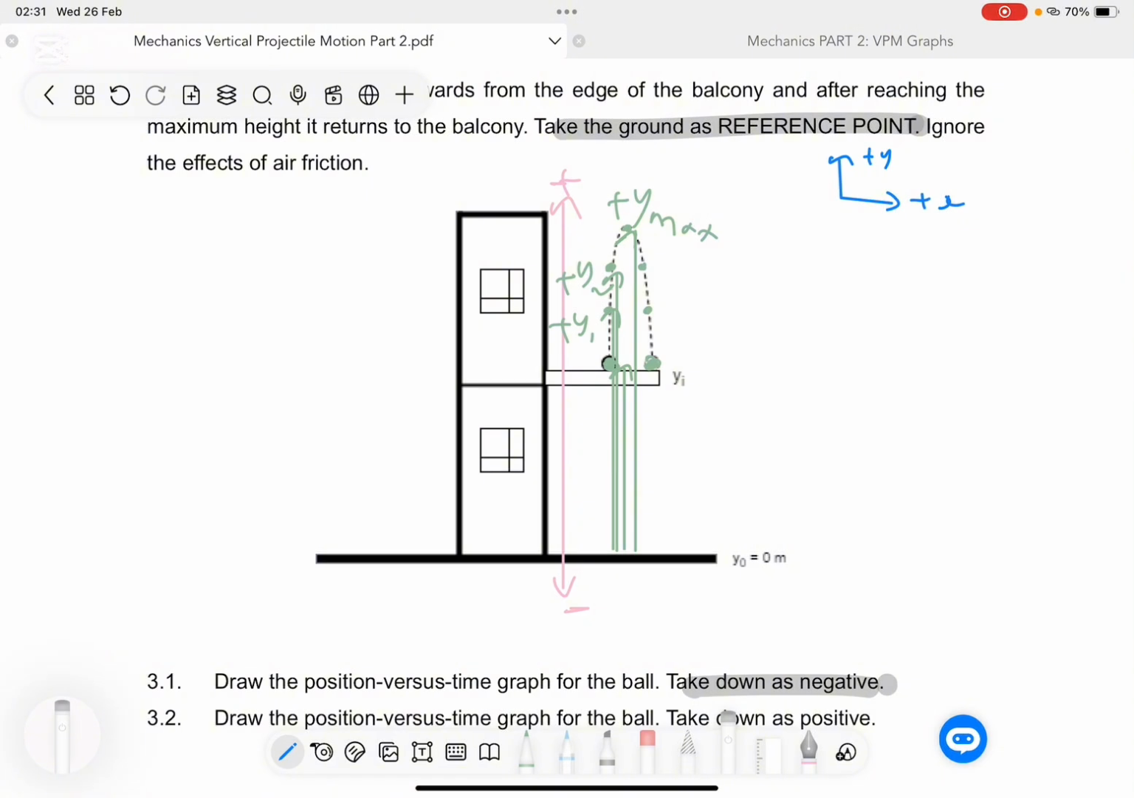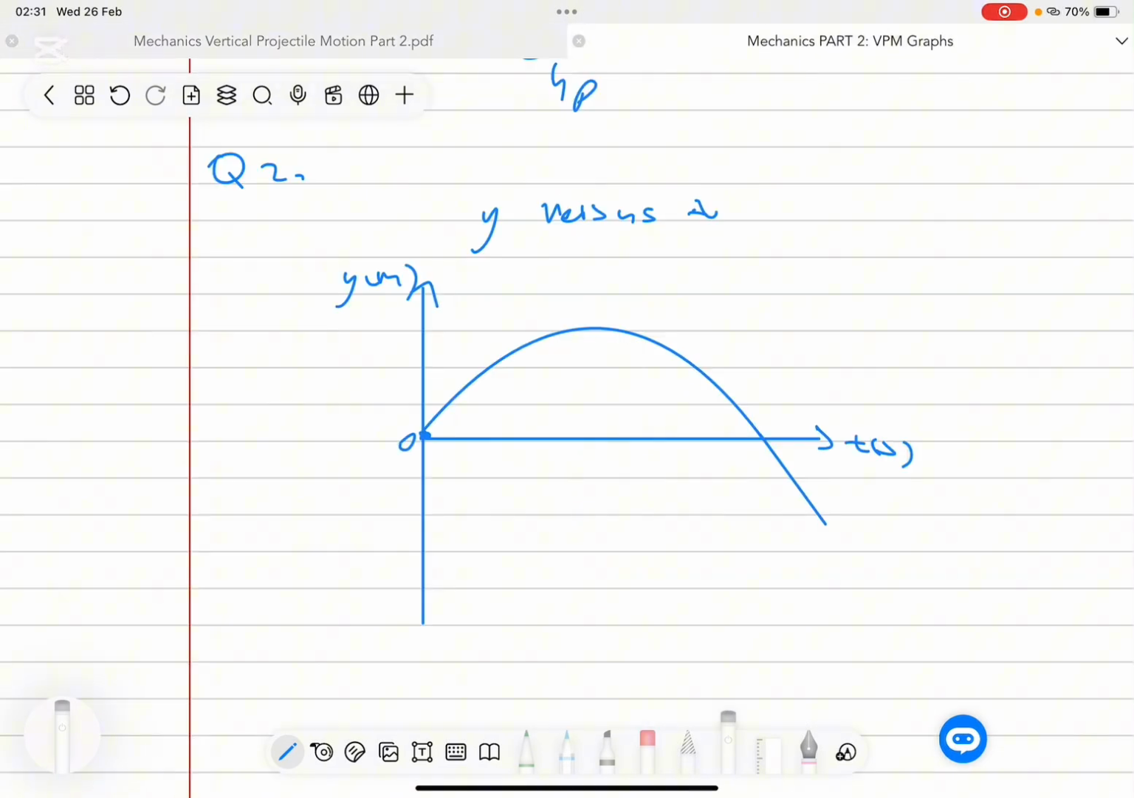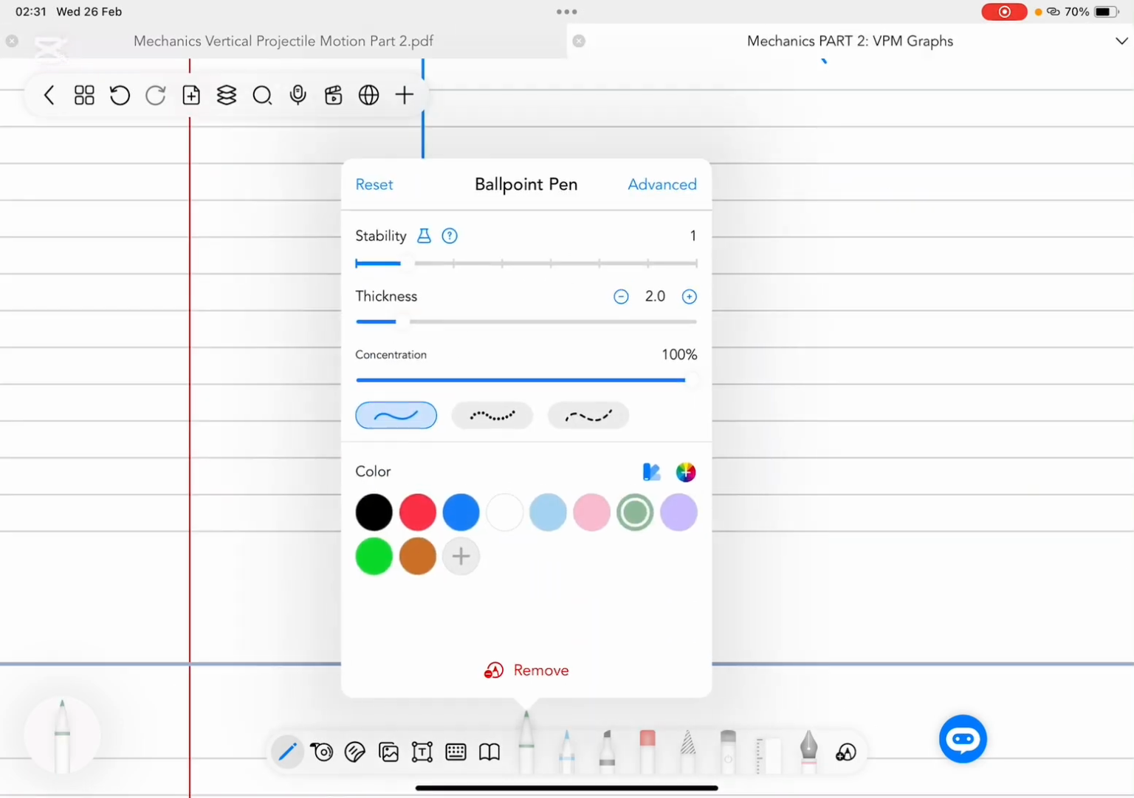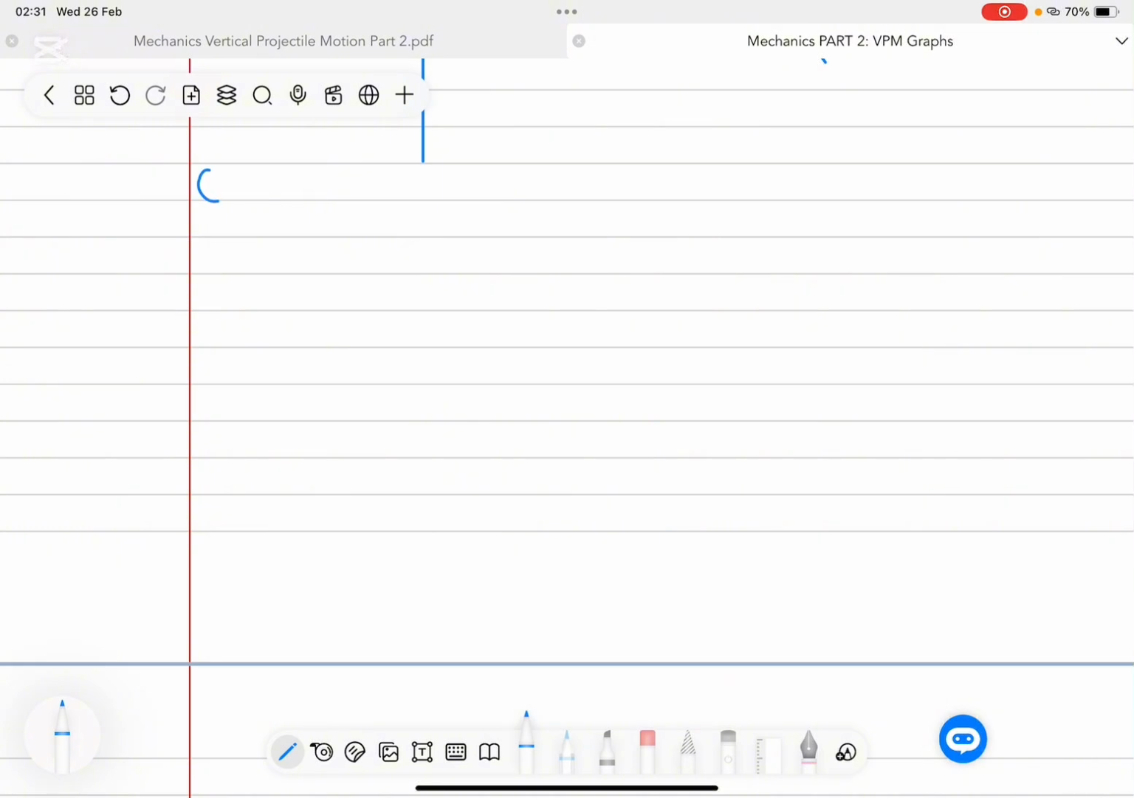Now, how do we draw this graph? This should be an interesting one. So this is question 3.1. To draw this graph, we use the same technique. It's really not difficult. We're going to say y final is given by 1/2 the acceleration due to gravity times t squared plus v initial change in t plus y initial.